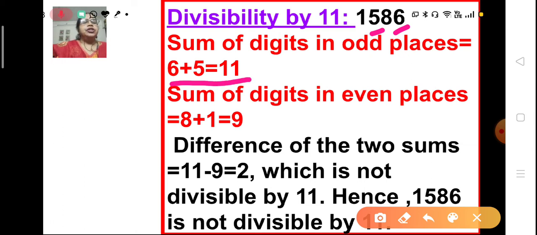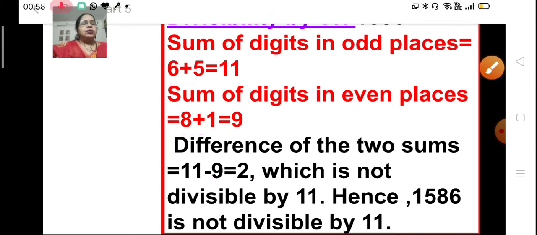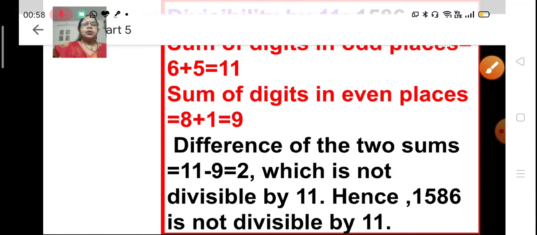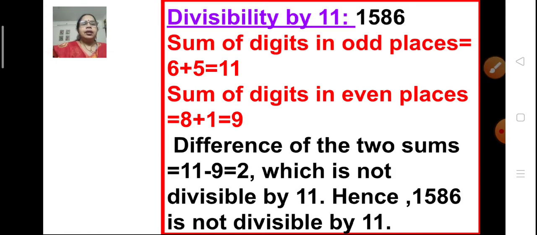And what are the digits in even places? They are 8 and 1. So, 8 plus 1 is 9. Alright, and their difference is 11 minus 9, 2, and it is not divisible by 11. So, this number 1586 is also not divisible by 11.